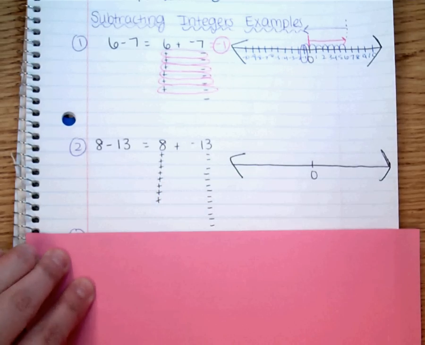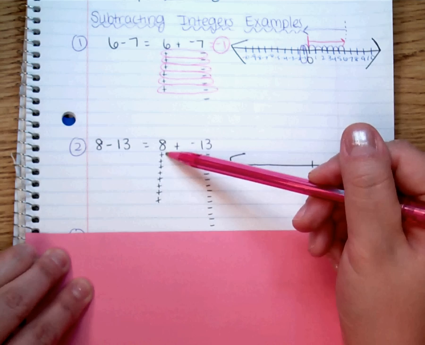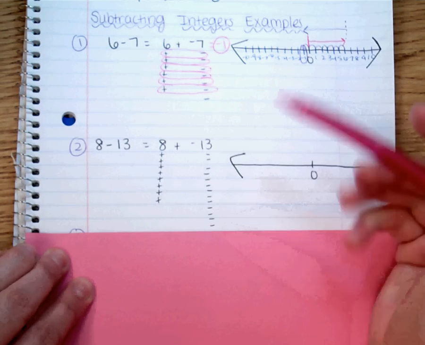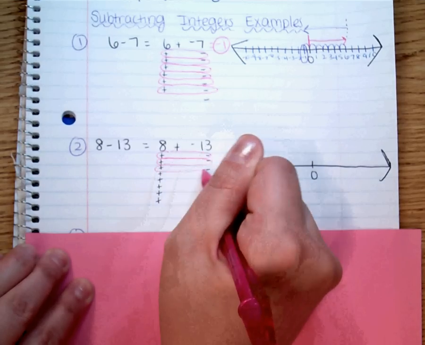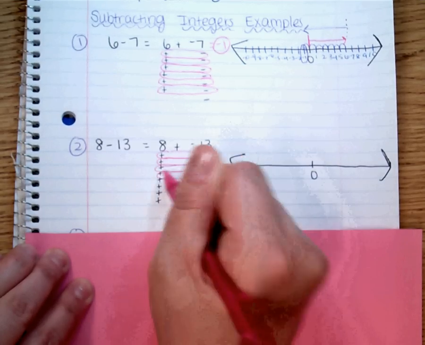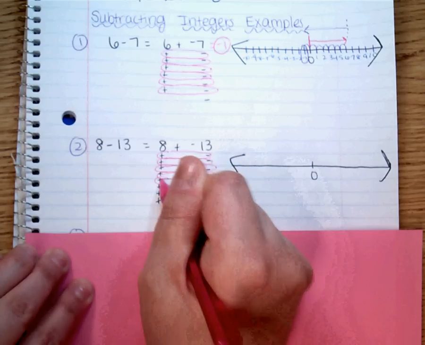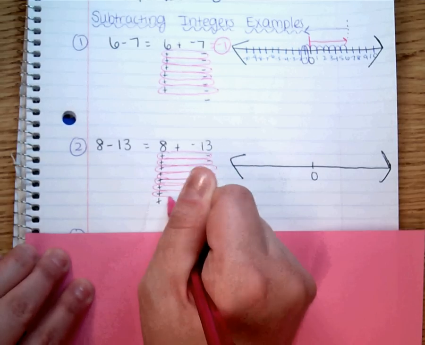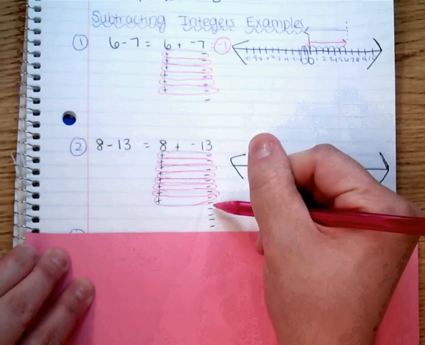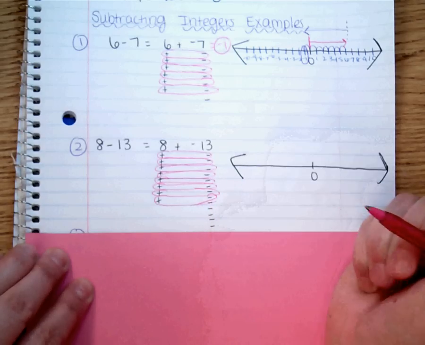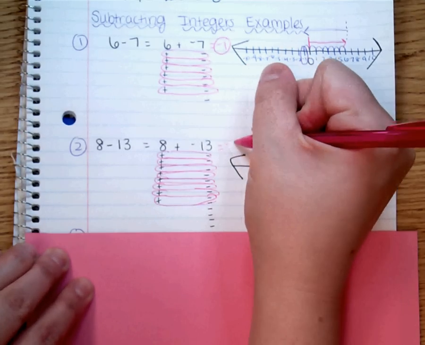So right here I wrote out 8 positives and 13 negatives. If I pair them up, remember a negative and a positive together equals 0. So all these that I'm pairing up actually equal 0. So I have 1, 2, 3, 4, 5 negatives left over. So my answer is negative 5.